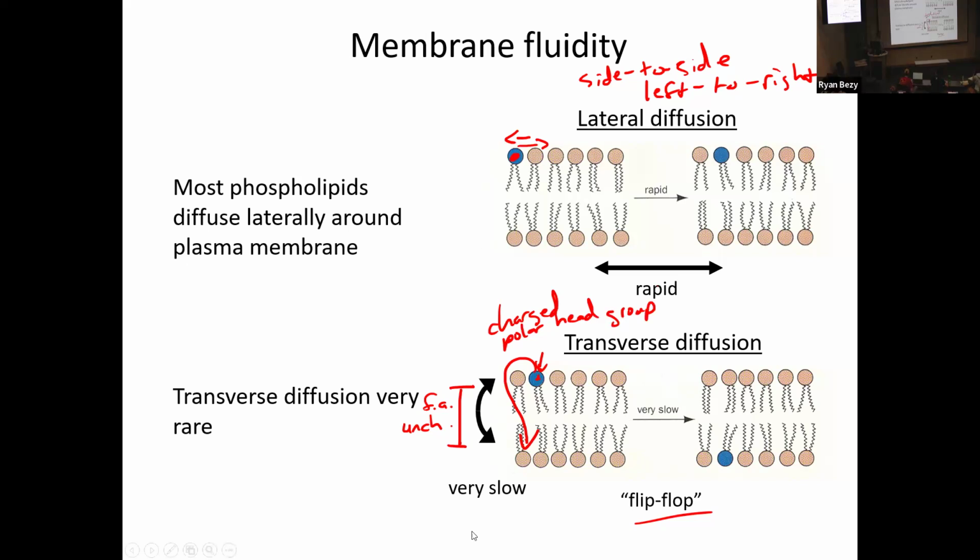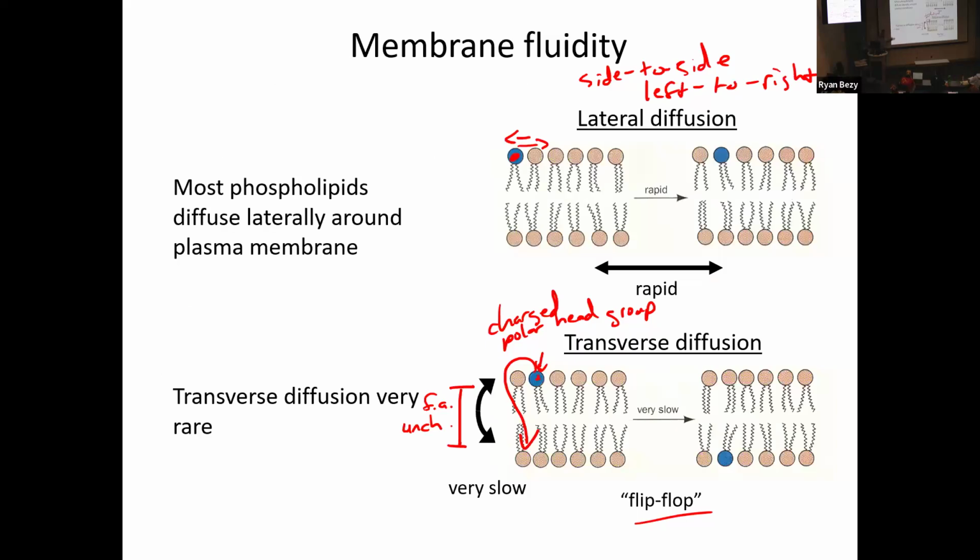What would this charged polar head group have to do to flip from one side of the membrane and flop to the other side? That polar head group has to pass through what region? The uncharged region. And do charged things like to interact with uncharged things? No. And so it's very difficult for this charged polar head group to flip through the hydrophobic portion of the membrane, the uncharged, and to the other side. Maybe if it starts and then it goes, I don't like it here, and it goes back. Does that make sense, everybody? So that's why transverse diffusions are very rare.